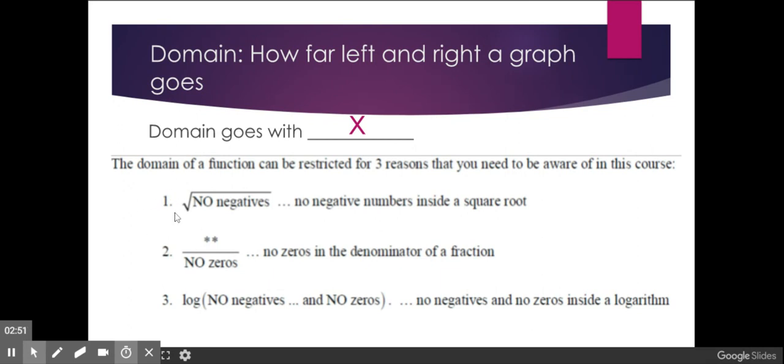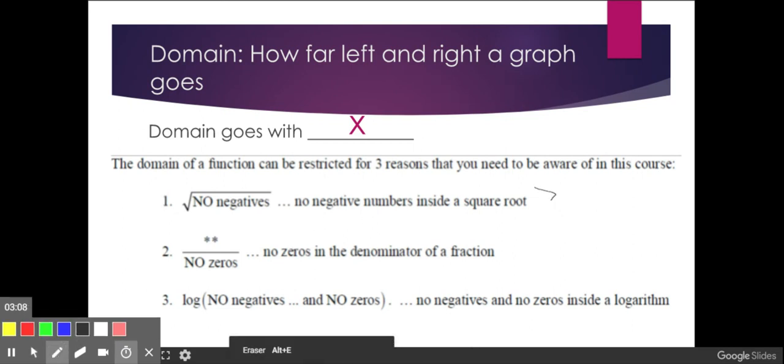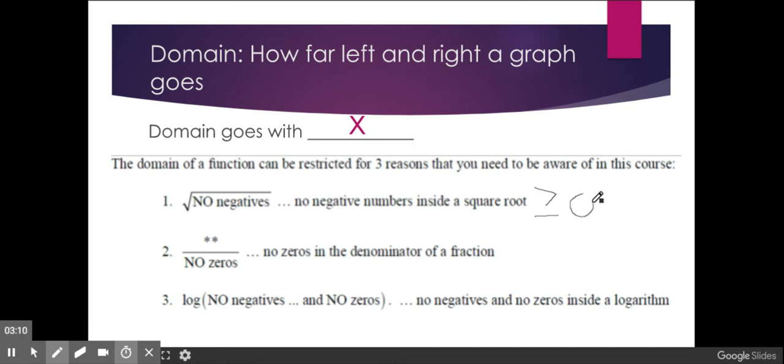So they're basically just the normal rules of math. We don't want negatives under a square root. So that means we're going to have everything under the square root be positive. And positive numbers are numbers that are greater than or equal to 0. So whatever is under this, we want to be greater than or equal to 0 because those are positive numbers, because we want no negatives.